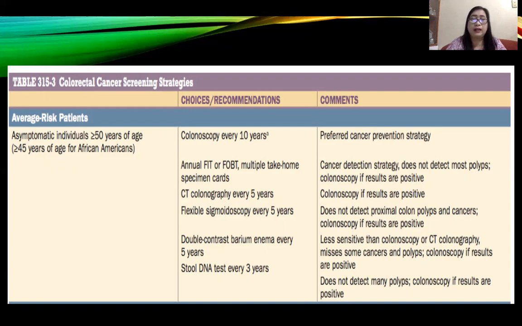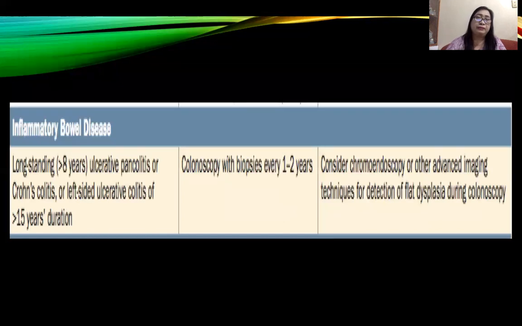Your annual fecal occult blood testing or CT colonography every 5 years or flexible sigmoidoscopy every 5 years can be done, while your double contrast barium enema every 5 years and stool DNA test every 3 years can also be an option for an average risk patient. So that means that this patient is an average risk if he is already 50 years old and above, unless he is an African American.